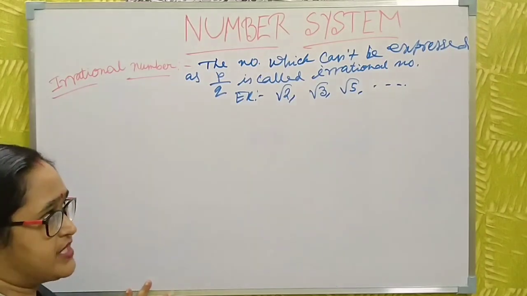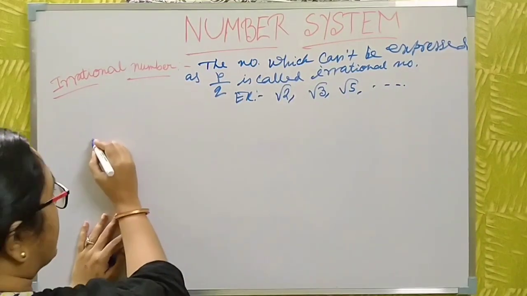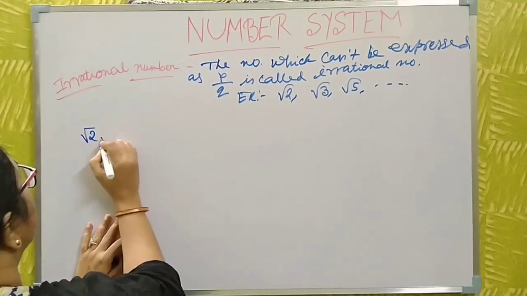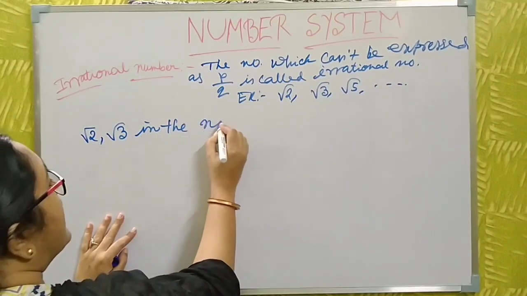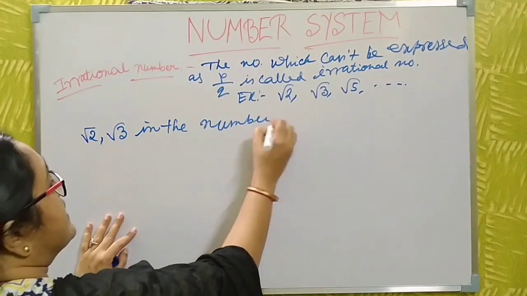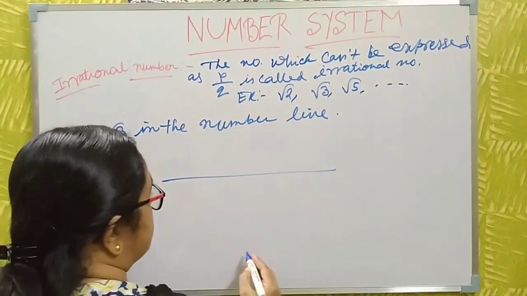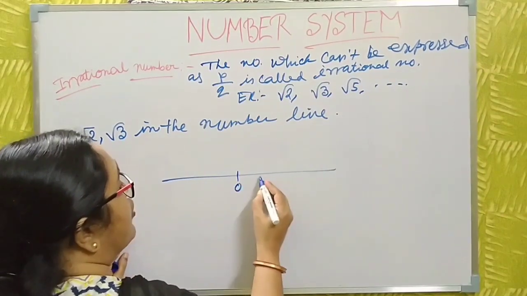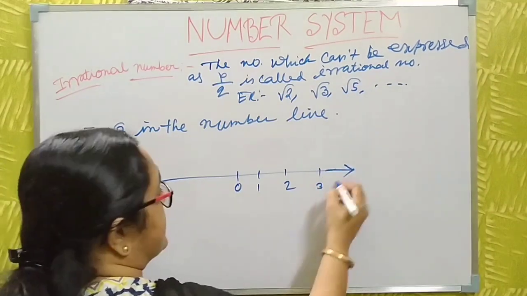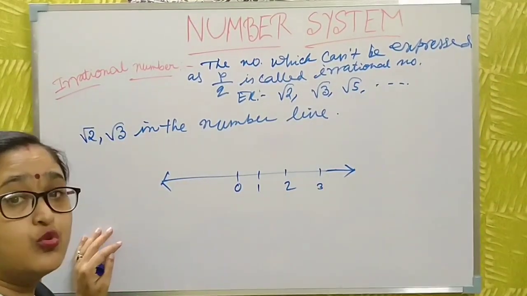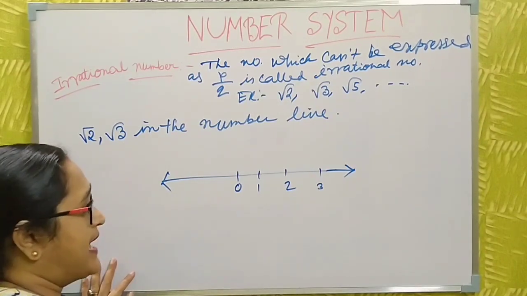Now I represent the irrational numbers on the number line. Now I locate root 2 and root 3 on the number line. All of you know the number line is just like this. Here is 0, here is 1, here is 2, here is 3. Okay, now root 2 is located on the number line.